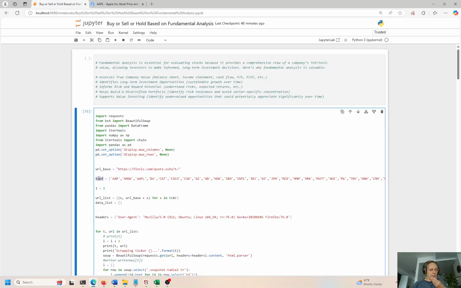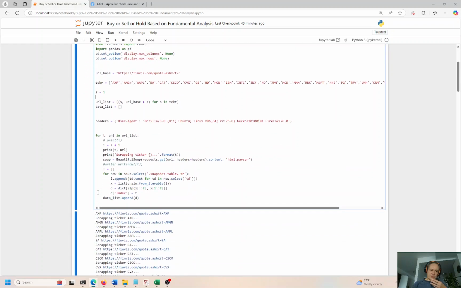We're going to loop through all the items in this list right here. I have an i as a counter. We don't really need this. I just put that in because it helps us see where we are in the looping process, especially if you are doing this over several hundred stocks. You want to know how far into the list you are, and probably with thousands.